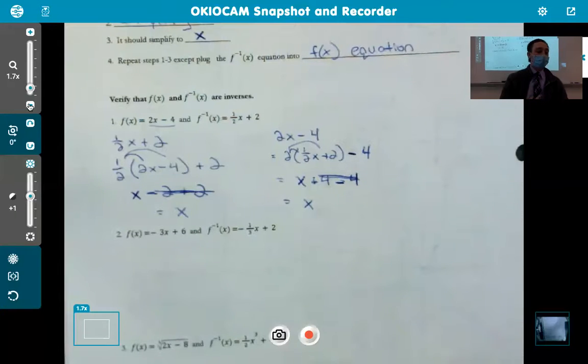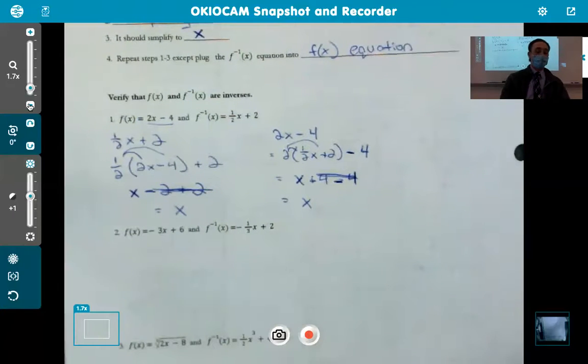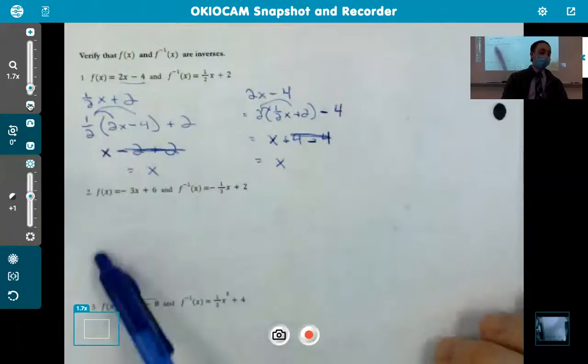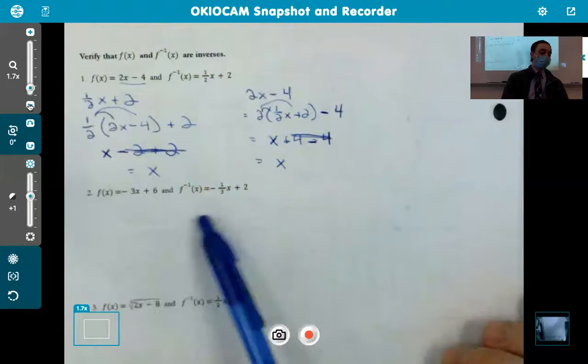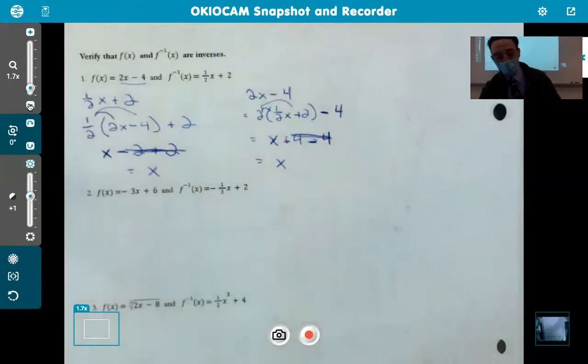So you're just verifying that that function and its inverse are functions. So you should simplify after plugging them each in for each other and get x out in the end. If you don't get x, you might have made a mistake somewhere. All right, so just be really careful with how you're simplifying.